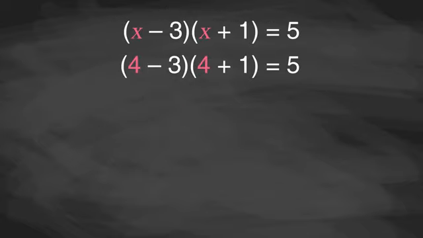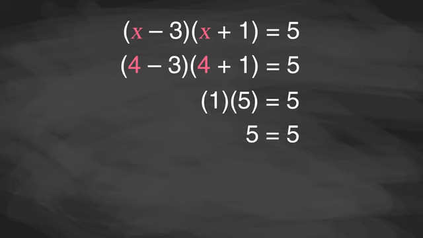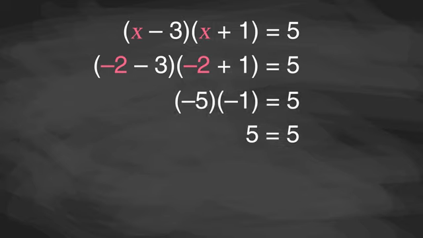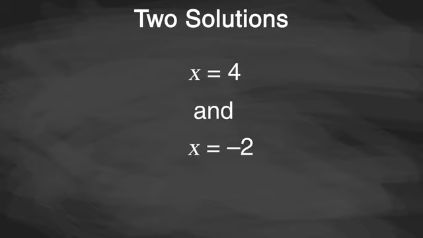Substitute 4 in for x and get (4 - 3)(4 + 1) = 5. 1 times 5 equals 5, and 5 equals 5, so this solution works. Substitute -2 in for x and get (-2 - 3)(-2 + 1) = 5. -5 times -1 equals 5, and 5 equals 5, so this solution works. The two solutions are x = 4 and x = -2.